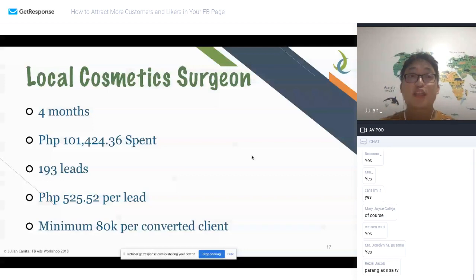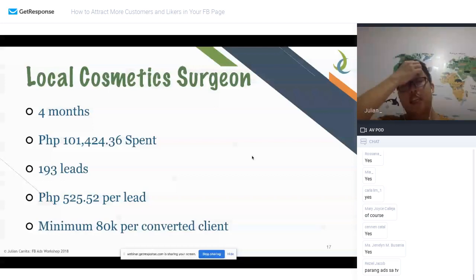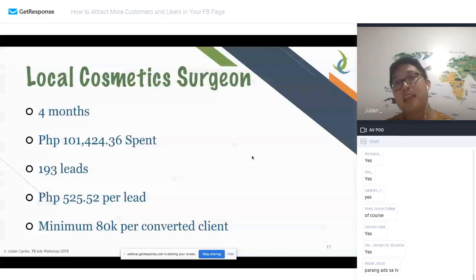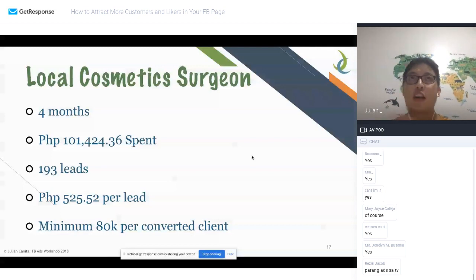But each converted client, they don't share their numbers with me, their sales, how many leads turn into customers. But they've been keeping us on for 2 years already. And their minimum per converted client is 80,000 pesos. We've been working with them for 2 years. So as far as we know, it's really been profitable for them. And mind you, walang website to.